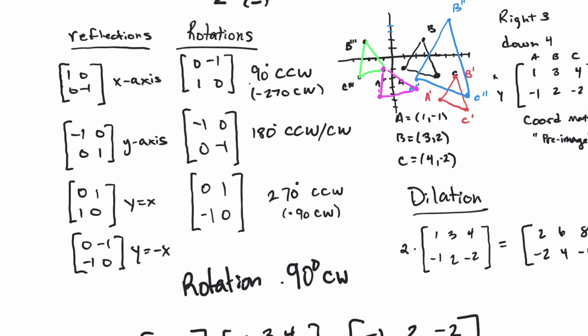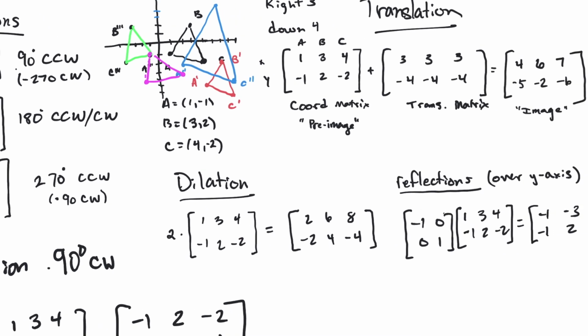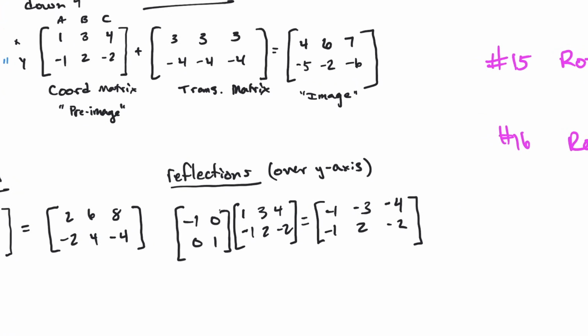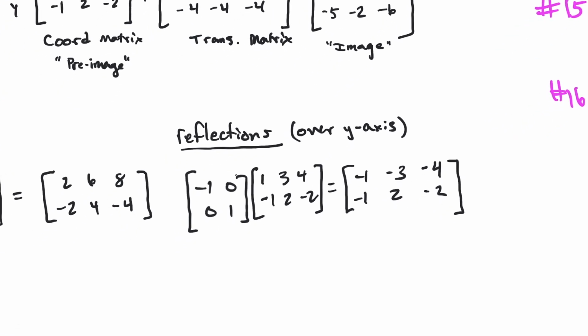So let's do a reflection first, and we'll come back and do a rotation. A reflection looks like this. I took the original coordinate matrix, the one we've been working with, and I just wrote it down right here. It says reflect over the y-axis. So I chose the y-axis reflection matrix, and then we're going to multiply across here and down here to get these numbers, right? So negative 1 times positive 1, let me write this down.